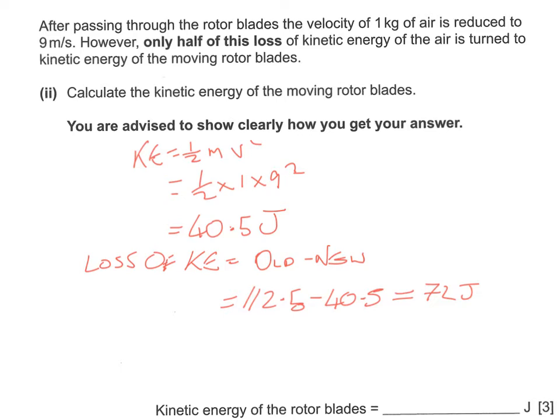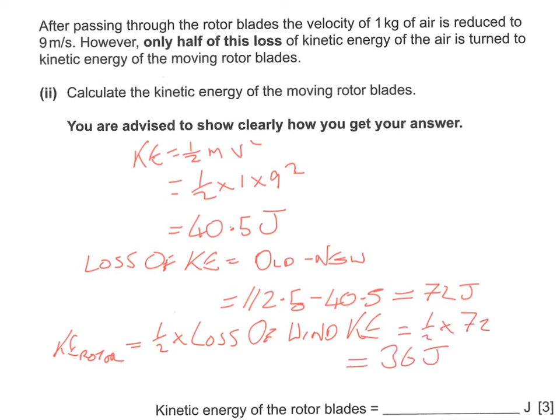So the energy in the rotor blades is a half of this. So the kinetic energy belonging to the rotor is a half times the loss of wind kinetic energy, which is a half times 72, which is 36. So it all comes down to paying attention to the stuff that they put in bold type. Half of this loss, so we need to work out the loss first, and then work out half of this loss to get the thing we're interested in.